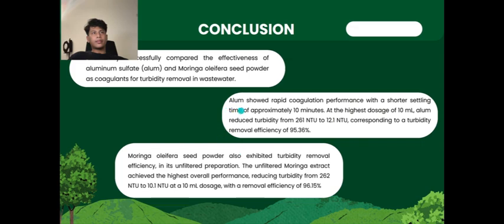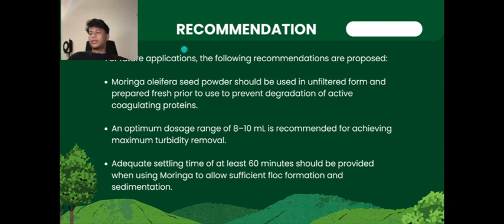The advantage alum has is that it's much faster in time, but that's the advantage of using a synthetic solution, whereas Moringa is all natural or organic. My recommendation for this experiment is that in future applications we should propose to use Moringa oleifera seed in unfiltered form. As we can see from the results, the unfiltered form shows much better prowess compared to the filtered one.